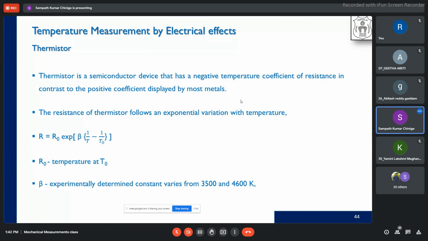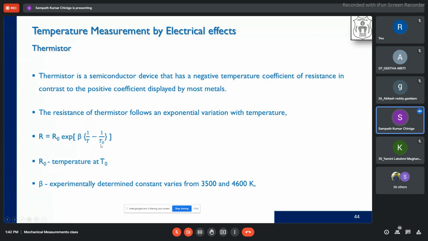So we have given an equation for the resistance: R equals R naught times e to the power beta times (1 by T minus 1 by T naught), where T is the absolute temperature and T naught is the reference temperature on the absolute zero temperature scale. So for a metal at 0 degrees centigrade, on the absolute temperature scale, what is its resistance?